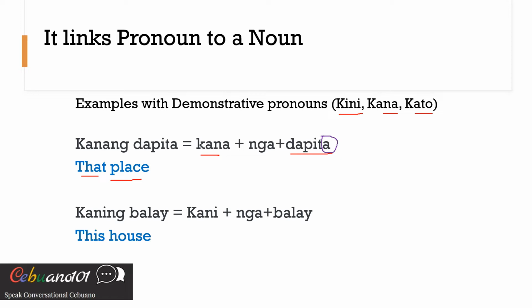Next one, kaning balay. Kaning balay, this house. So we have kani, which means this, or kini if you want the other variation of this. So kini or kani plus the nga linker plus balay. Balay is house. Kining balay, this house. Again, it links adjective to a noun.